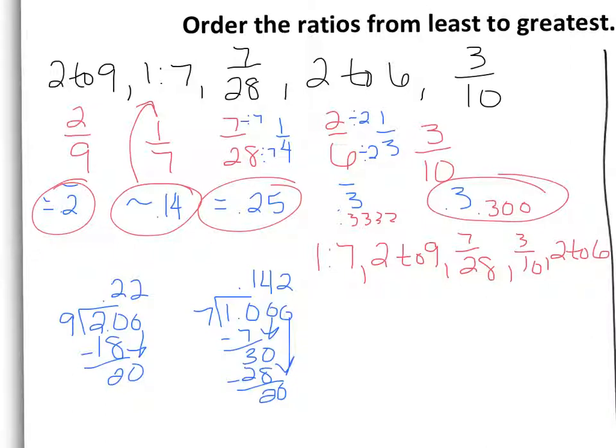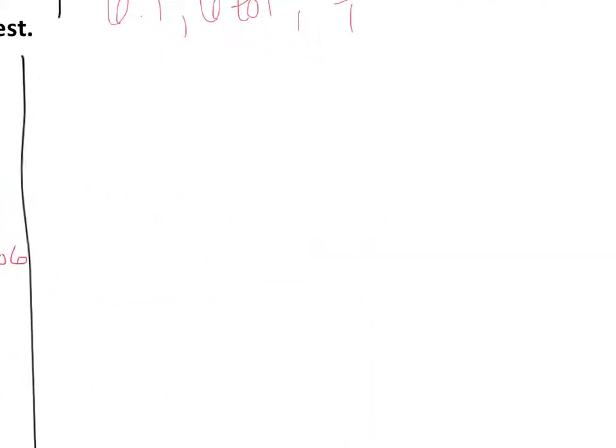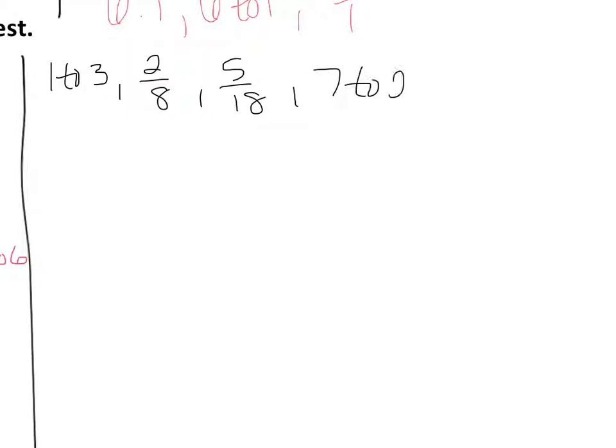Okay, I'm going to have you guys do this next one. I want you to order these ratios from least to greatest: 1 to 3, 2 to 8, 5 to 18, 7 to 20, and 9 to 25. So pause the video, turn them all into decimals, and go ahead and order them from least to greatest.